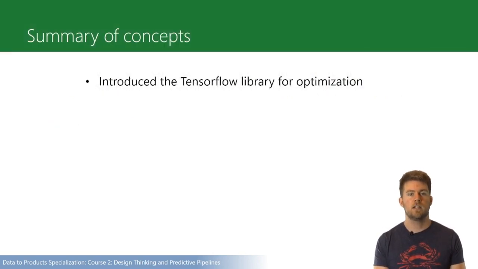So to summarize, in this lecture, we introduced the TensorFlow library, which is really just a library that can help you implement gradient descent algorithms. Of course, it can do much more. It can implement very complex techniques like all kinds of neural networks, but really all it's doing at its heart is helping you to automatically compute derivatives and solve these kinds of optimization problems.